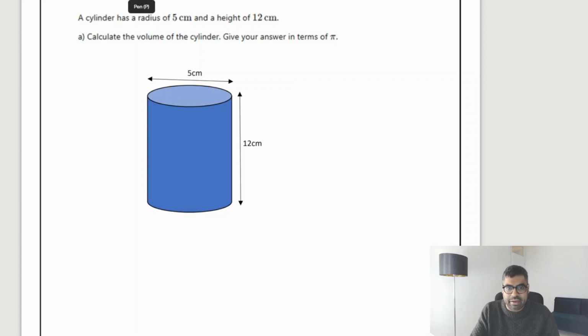So how do we go about calculating the volume? Well, we need to work out the area of the cross-section, which is effectively like the lid of the cylinder. We need to work out that area, and then we need to times it by the height.